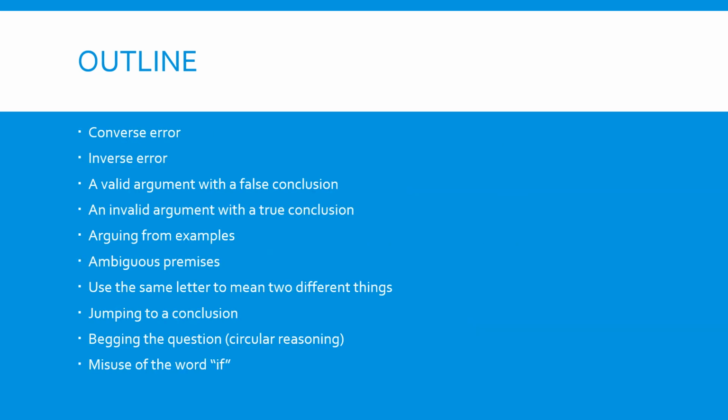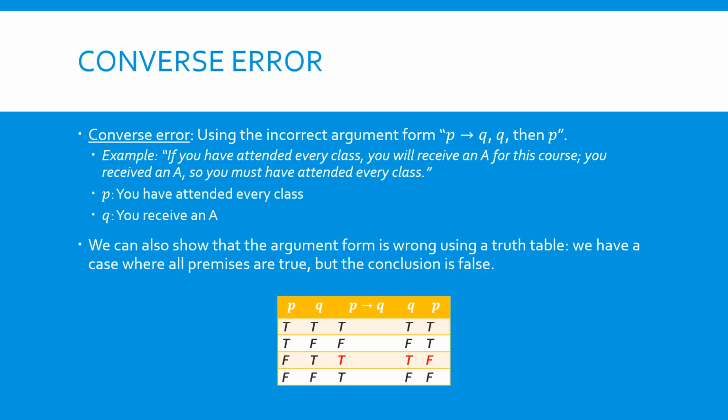Specifically, we list the proof errors to discuss here. First, we have the converse error. It means the proof uses the incorrect argument form of P implies Q, Q, then P.